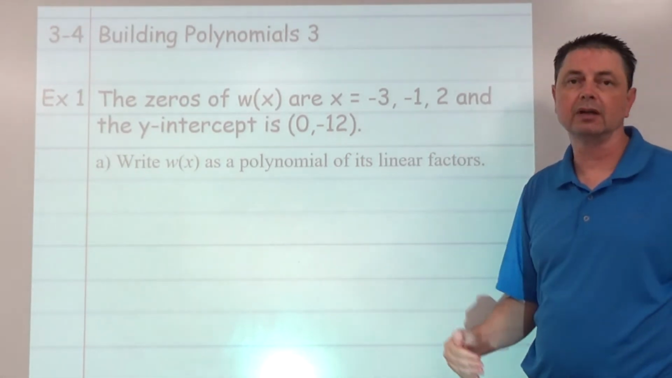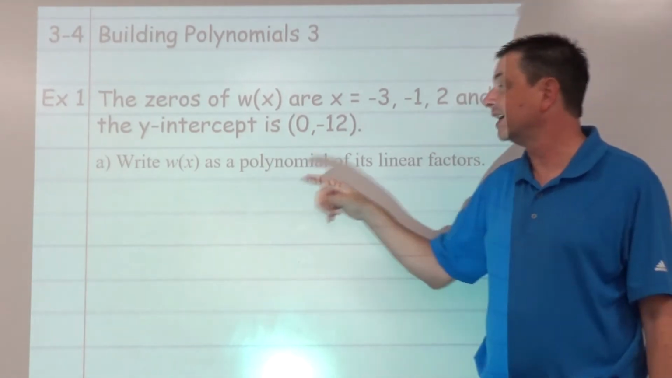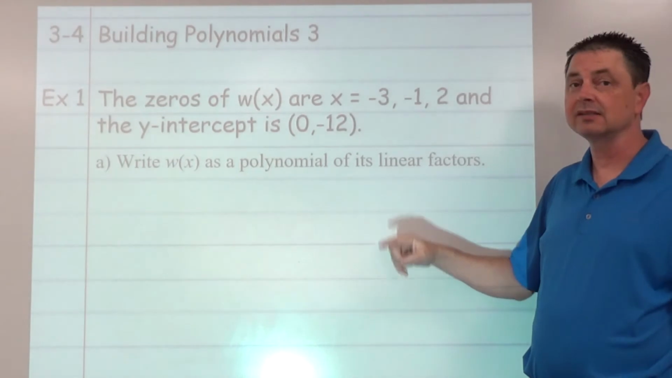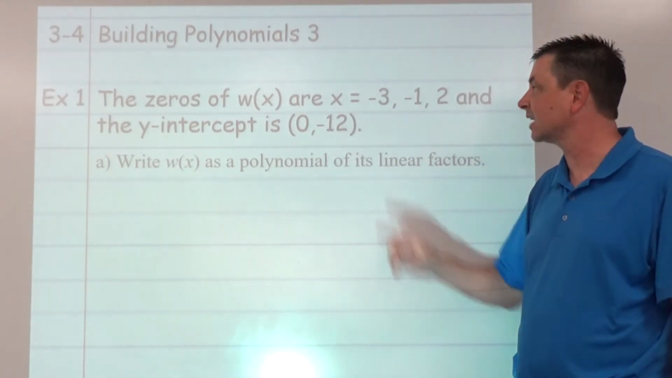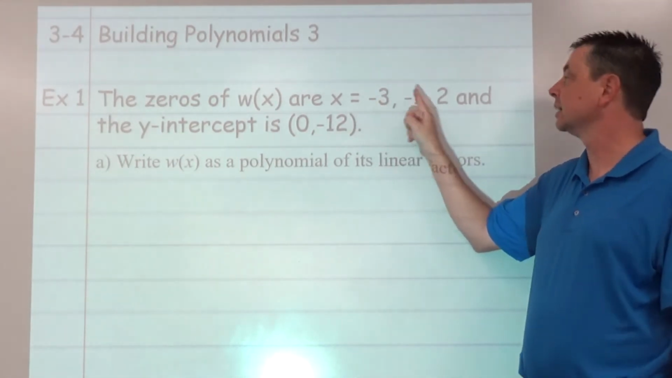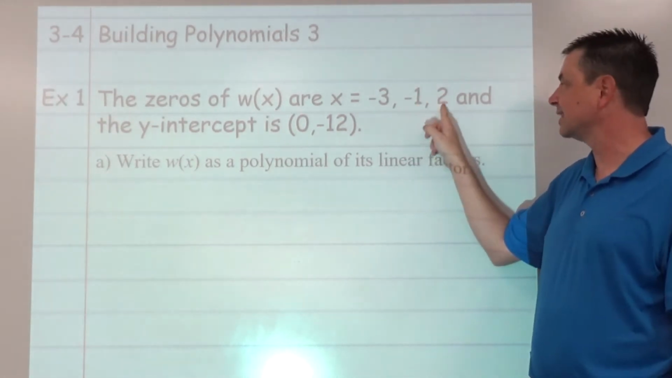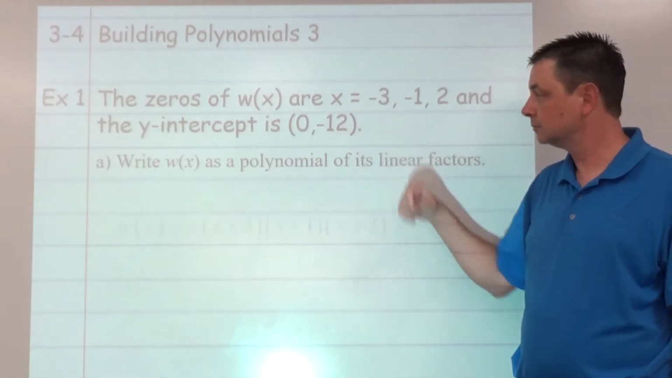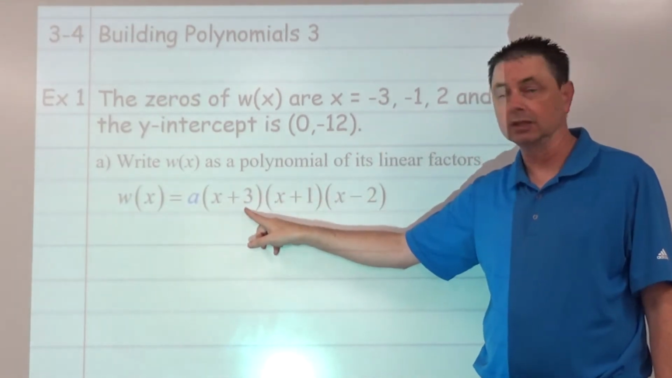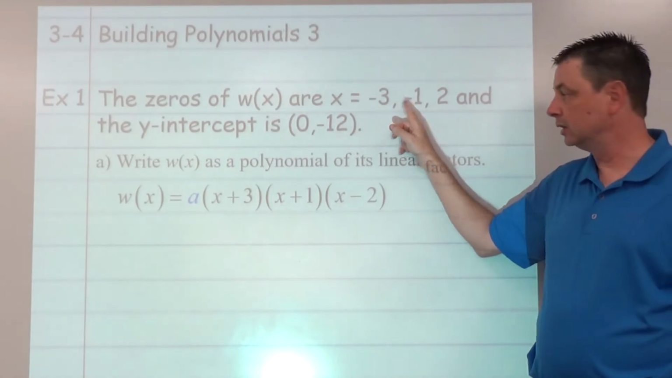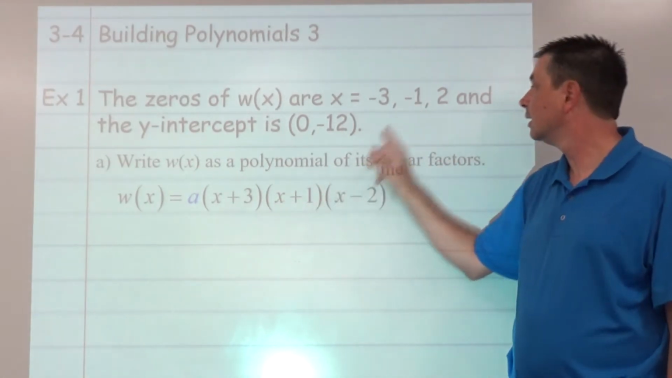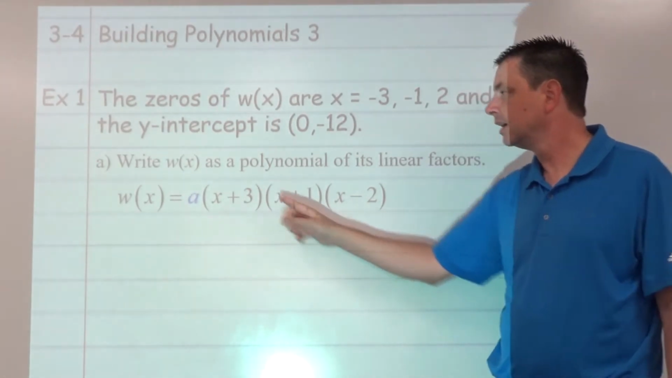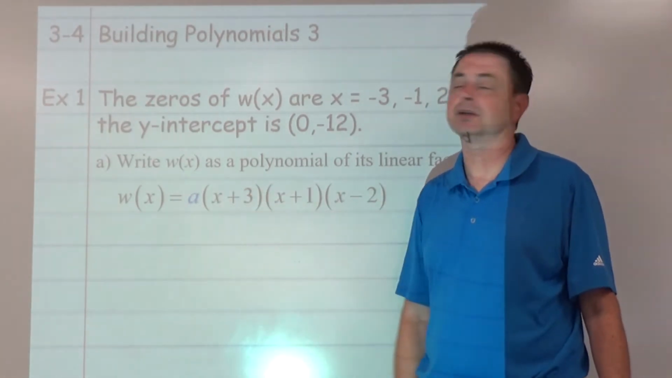So w of x equals a times x minus, that's our form for factors, x minus the 0 times x minus the 0 times x minus the 0. So x minus negative 3 becomes x plus 3. X minus negative 1 becomes x plus 1. X minus 2 is written x minus 2. And again, we have an unknown a value.